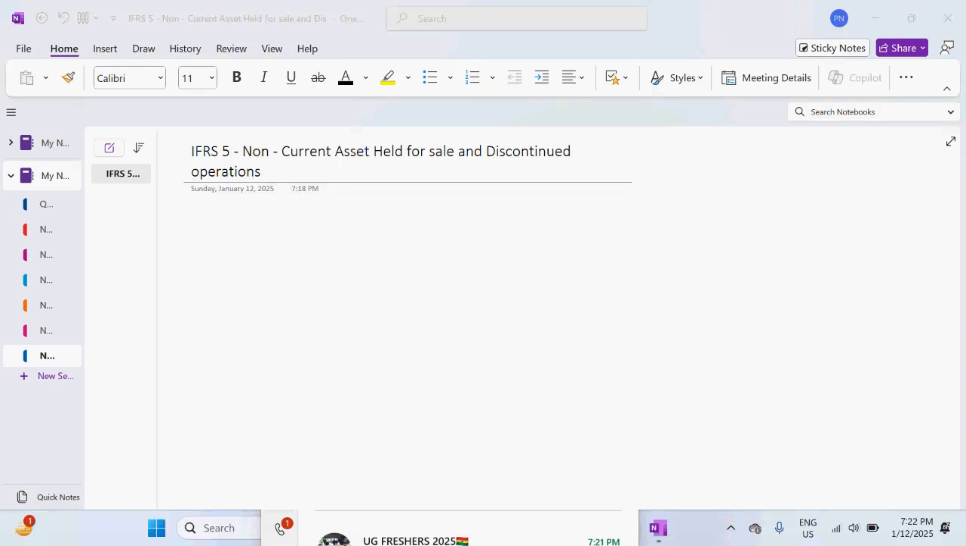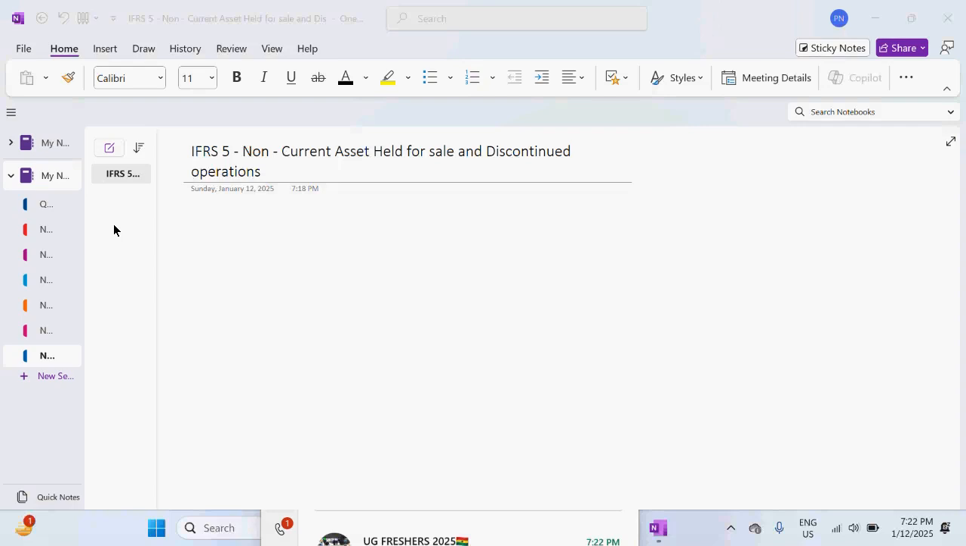Tonight, we'll be looking at IFRS 5, non-current assets held for sale and discontinued operations. All right. So now, what does IFRS 5 say? What is it about?